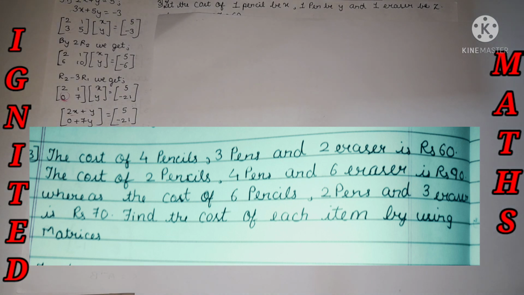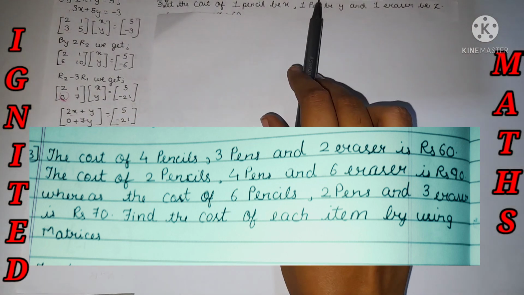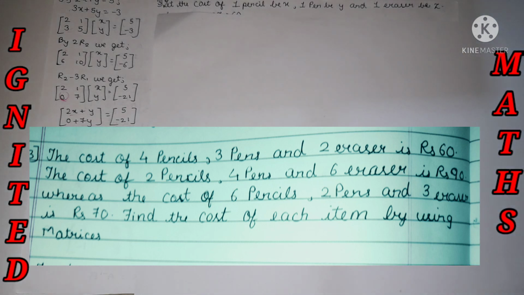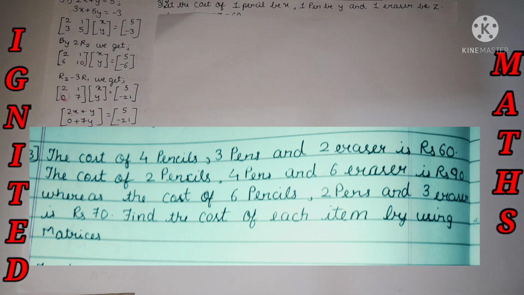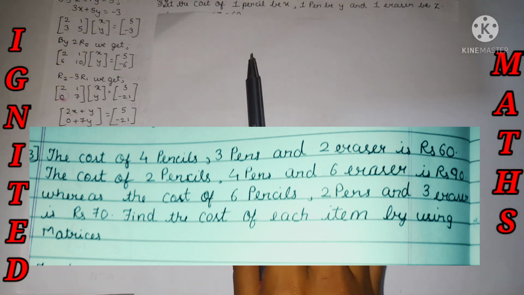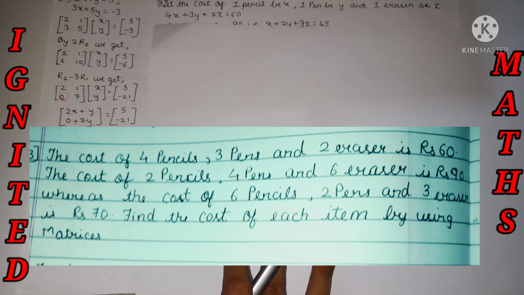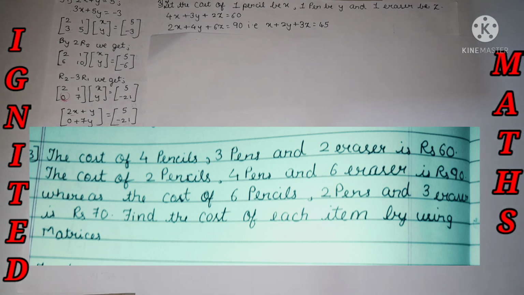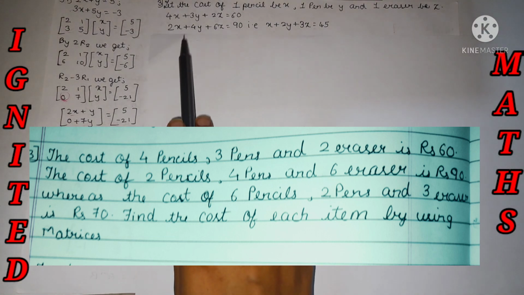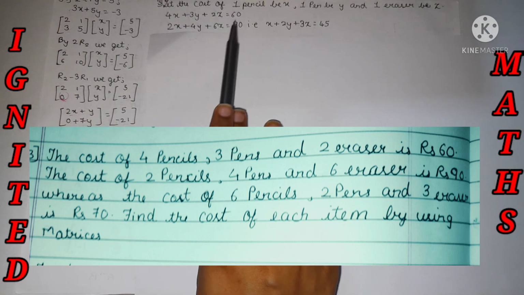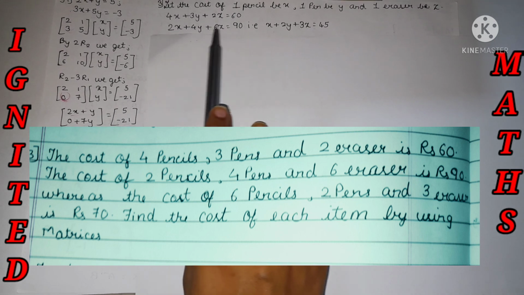Let's get started. This question is based on the cost of pencil, pen, and eraser. Let's name pencil as x, pen as y, and eraser as z. Let's construct the equations. The cost of 4 pencils, 3 pens, 2 erasers is equal to 60. So 4x plus 3y plus 2z is equal to 60. Second, 2 pencils: 2x plus 4y plus 6z is equal to 90. Over here it's a multiple of 2.